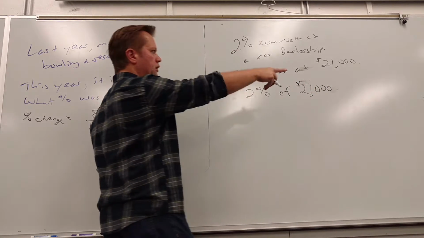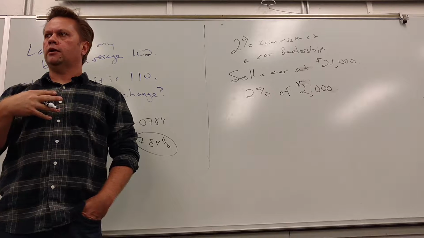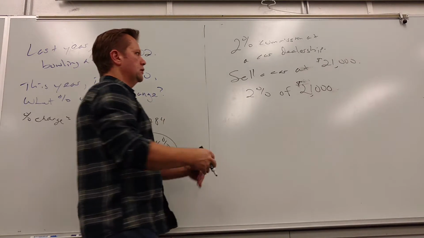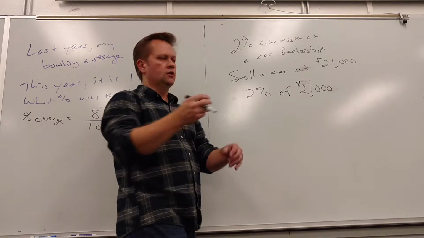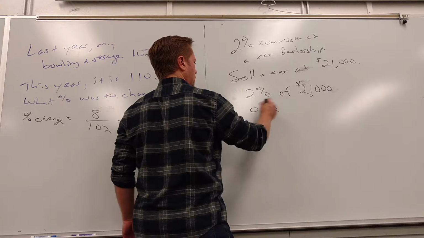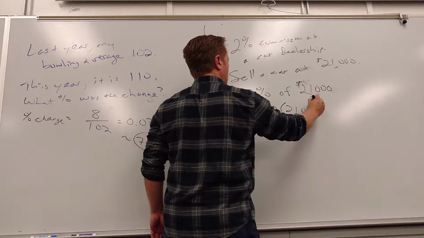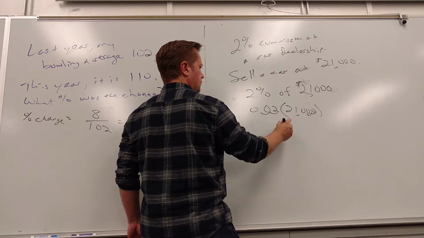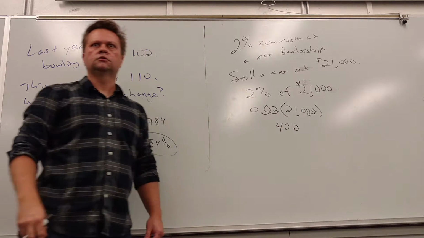All right. 2% of 21,000. That's how much money I'm going to make in addition to my salary. Commission just means the extra. It's an incentive, right? So 2% is 0.02 times 21,000. If you do my trick, 1, 2. Twice 210 is 420.